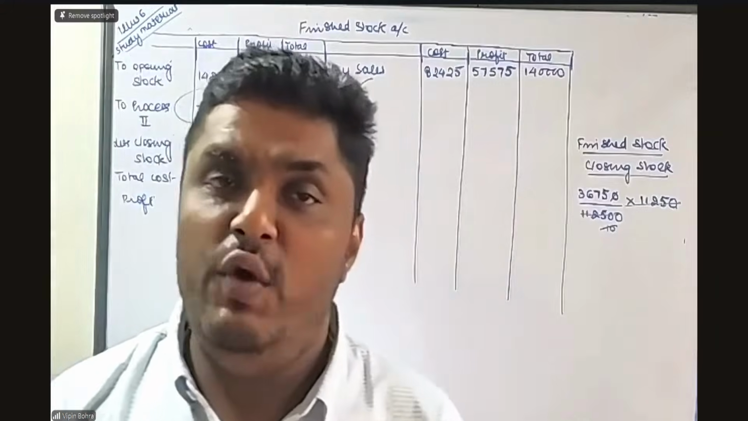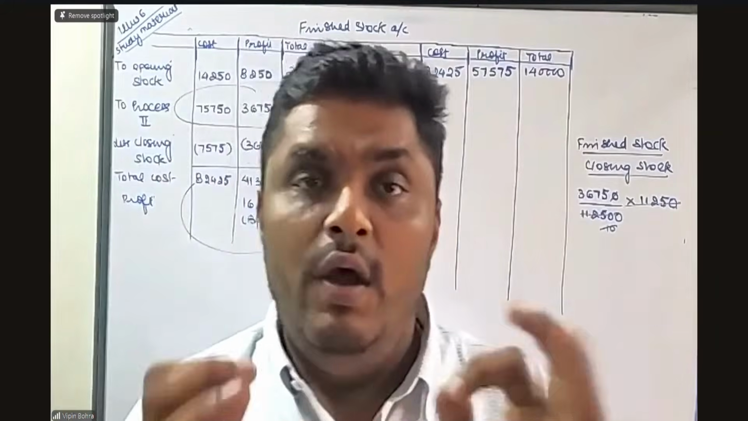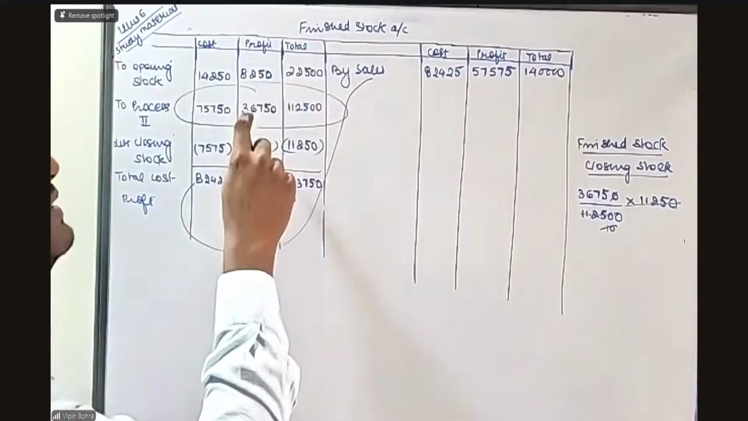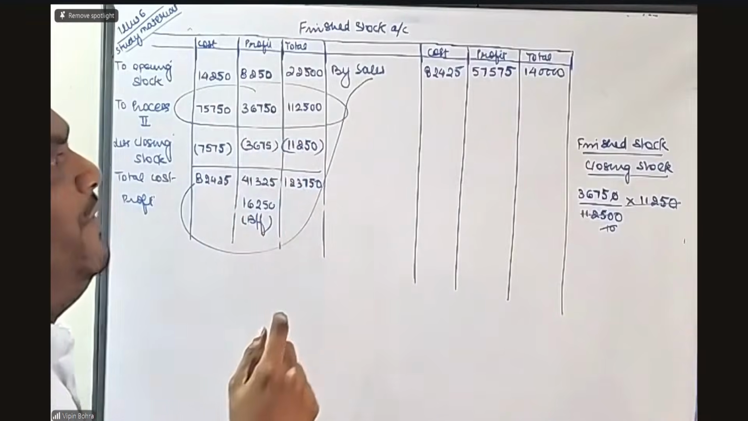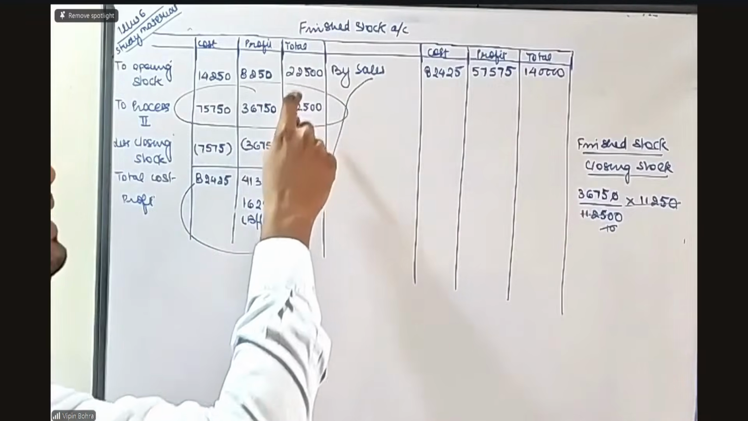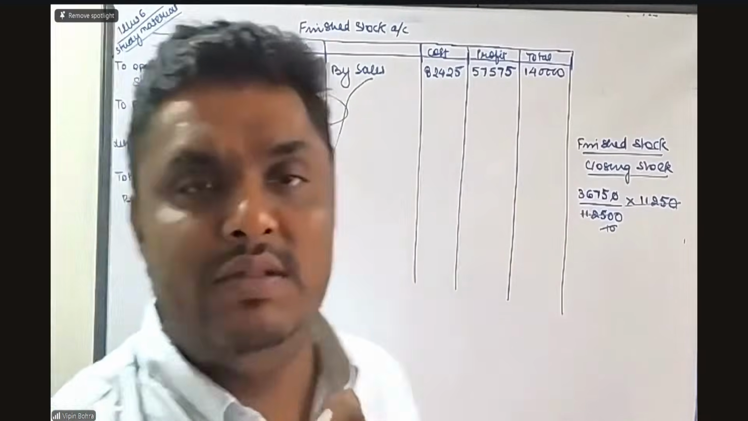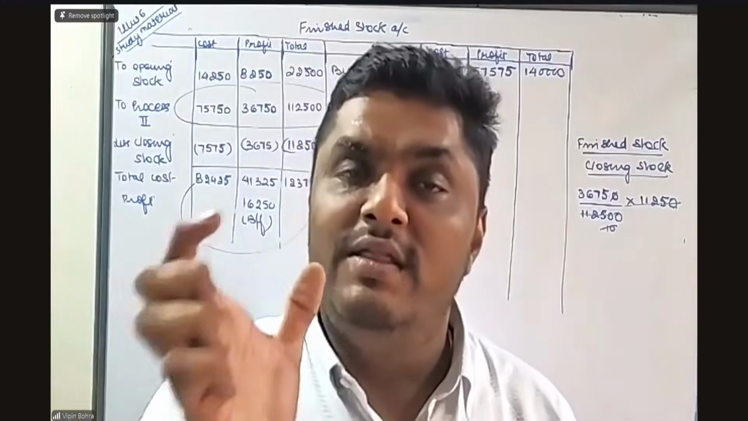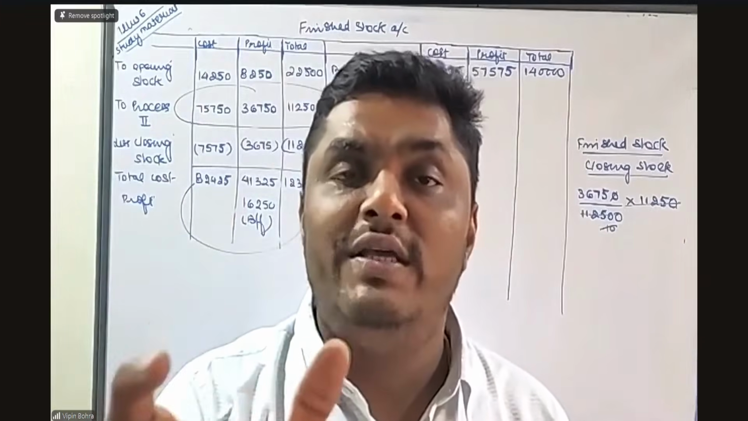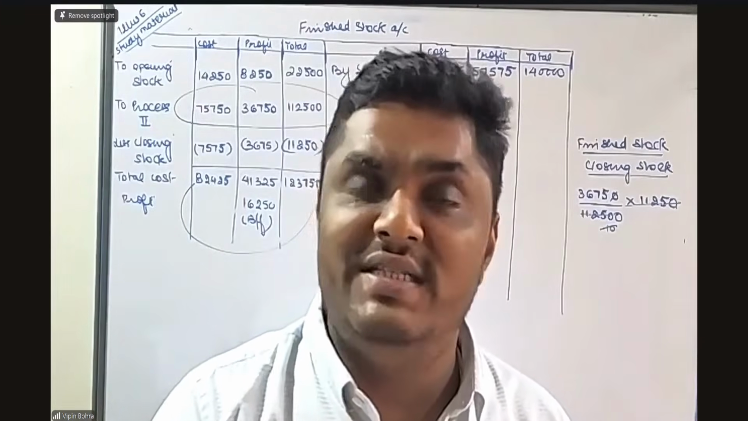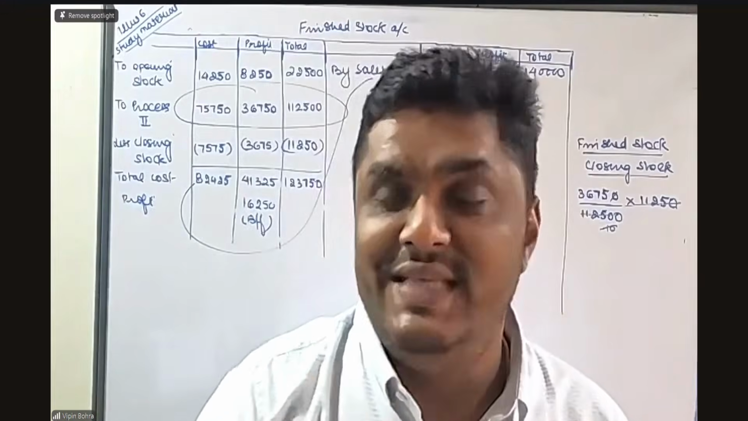So this is the way you have to deal with it. Herein, I have not taken the total amount, that is 36,750 plus 8,250 divided by 22,500 divided by 1,12,500. Reason being, it is given in the question that finished stock is to be valued as per the amount that is received from process second.